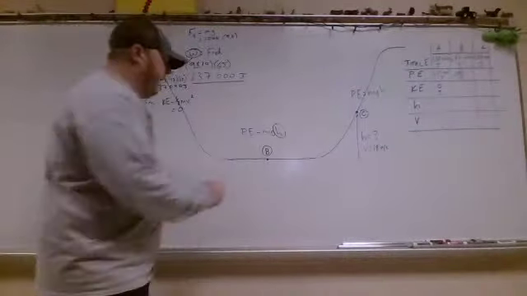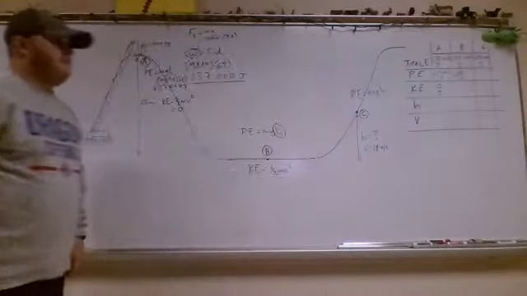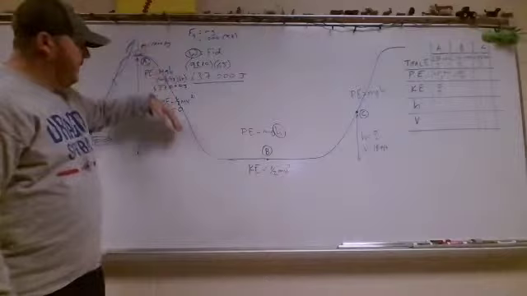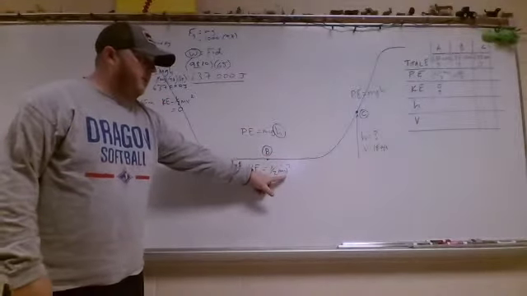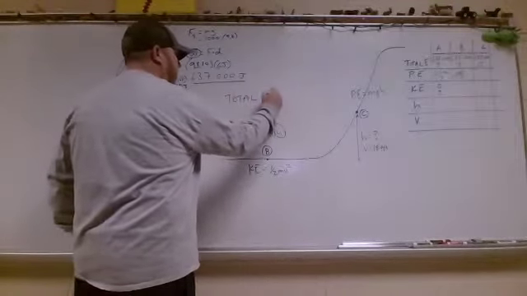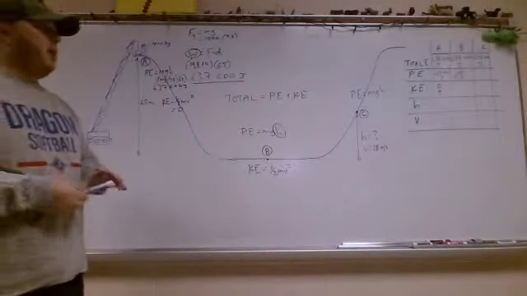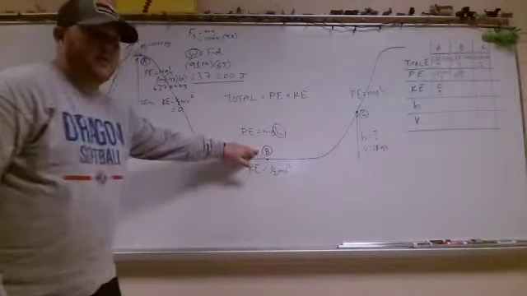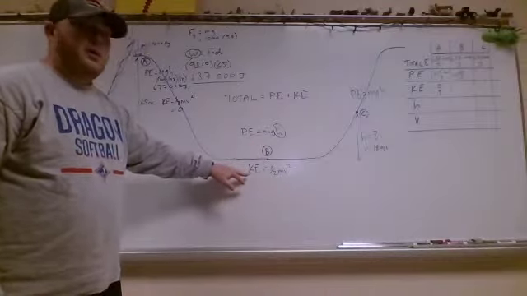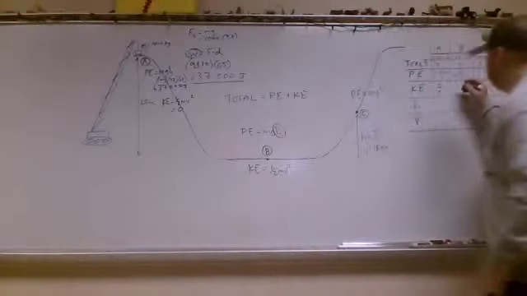But how fast is it going down here? We don't know. We know it's picked up speed and it's going some sort of speed down here, but we don't know it. But if we go back to where total is equal to PE plus KE, then we can say our total energy here is 637,000 joules. We know the potential energy is 0. So the kinetic energy must be 637,000 joules.